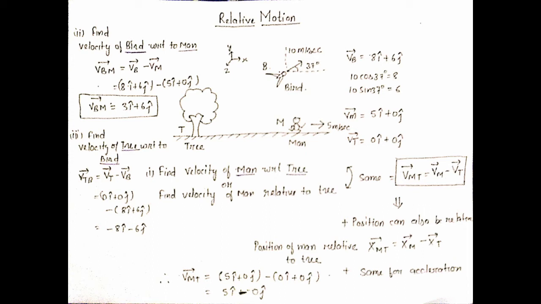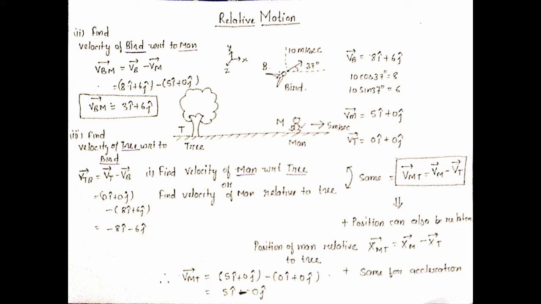To get the picture of relative motion, let us create a scene. On the ground, there is a tree denoted by T, and a man, denoted by m, is running towards the positive x direction with 5 meters per second. A bird is flying in a direction which makes 37 degrees with the x-axis, as shown in the picture.